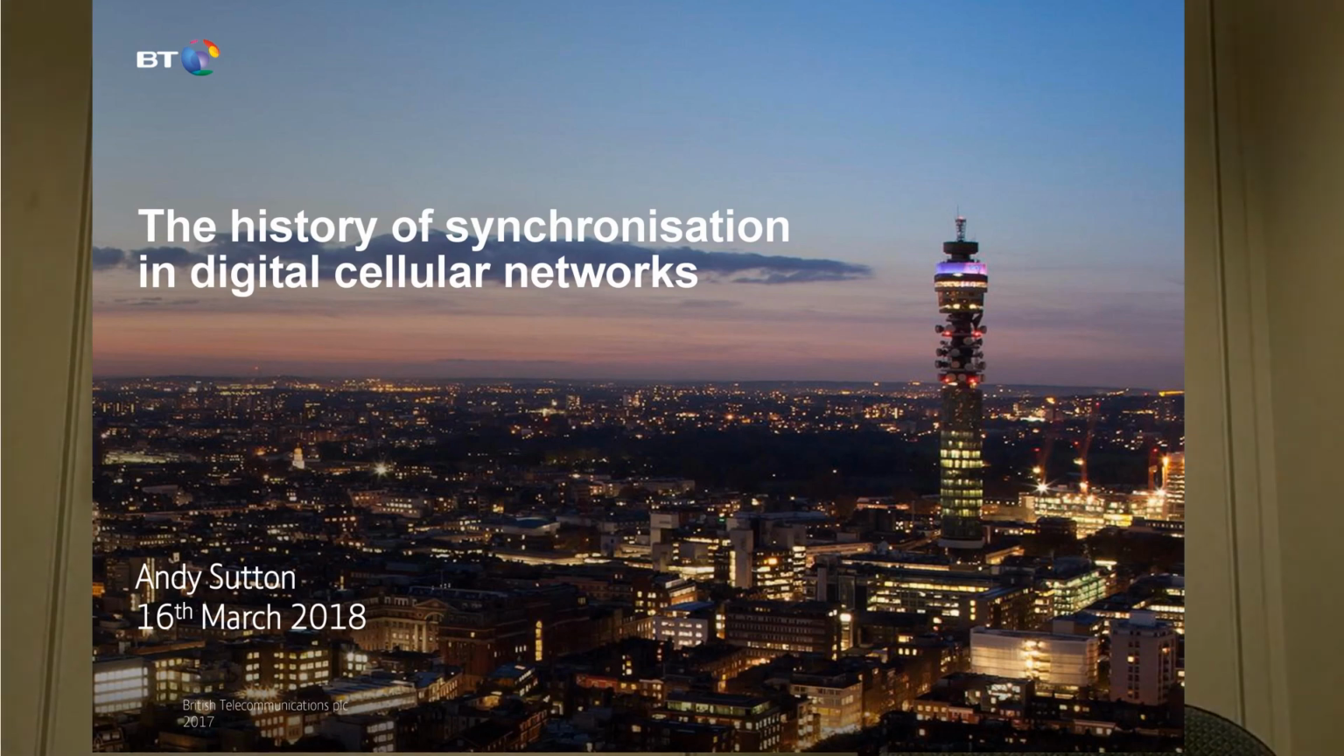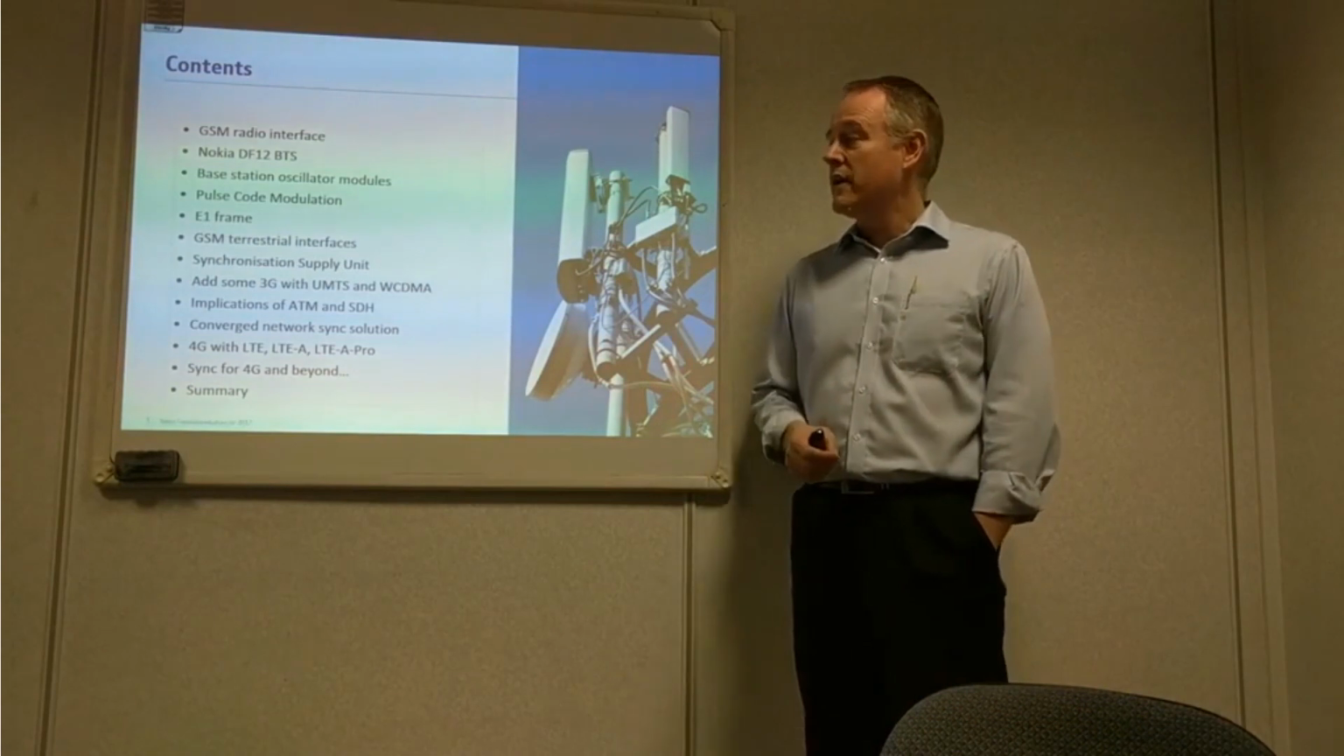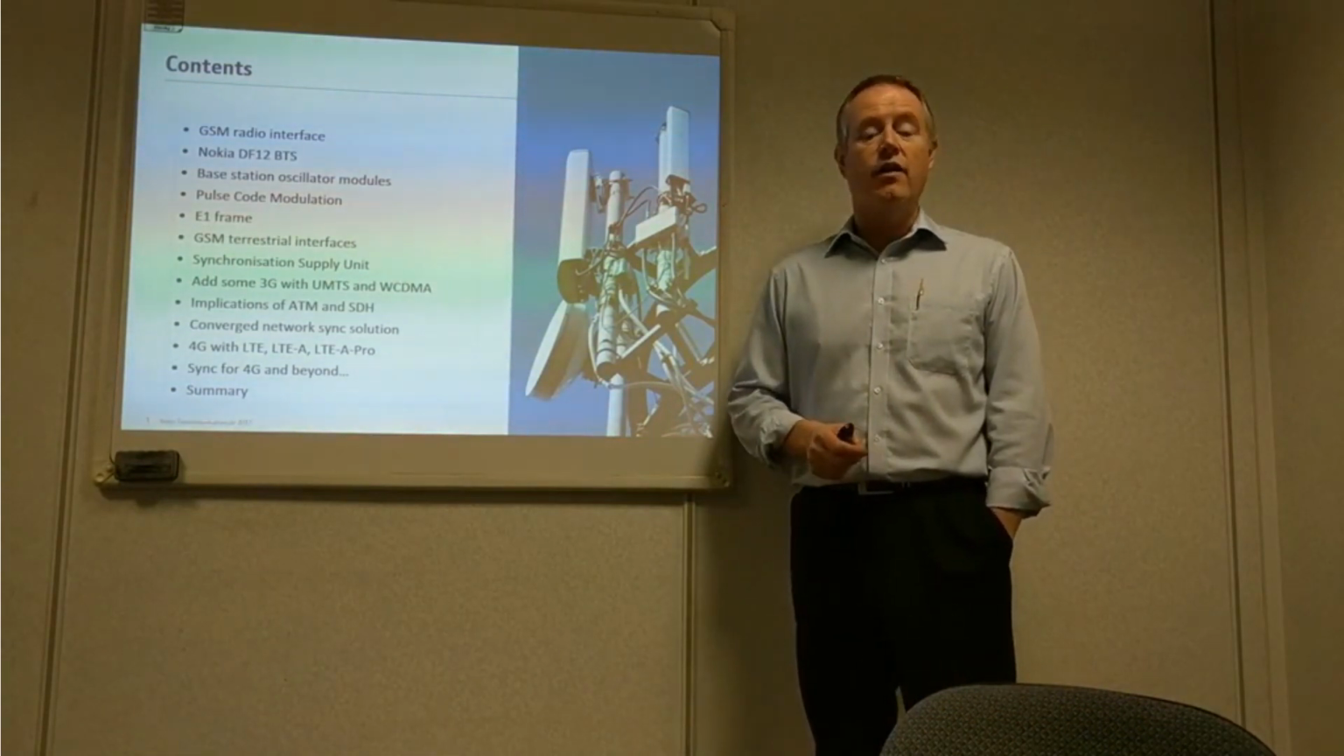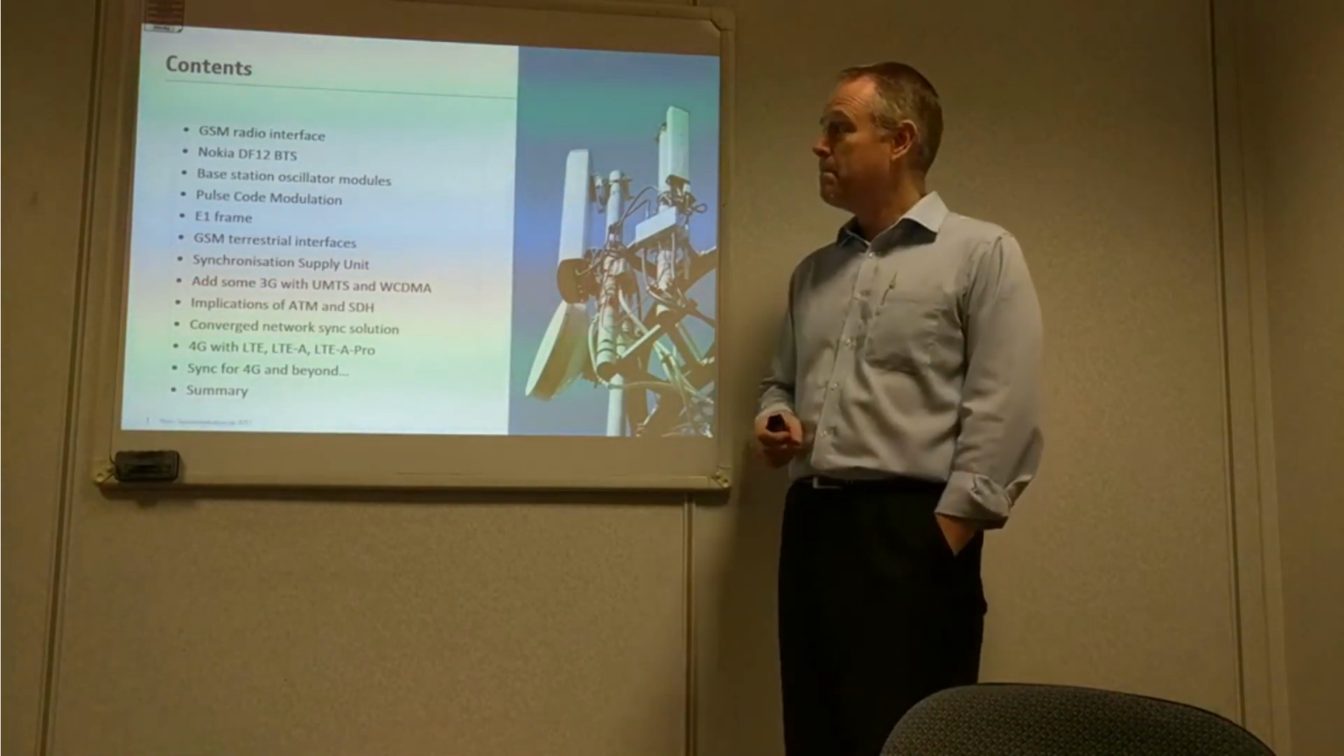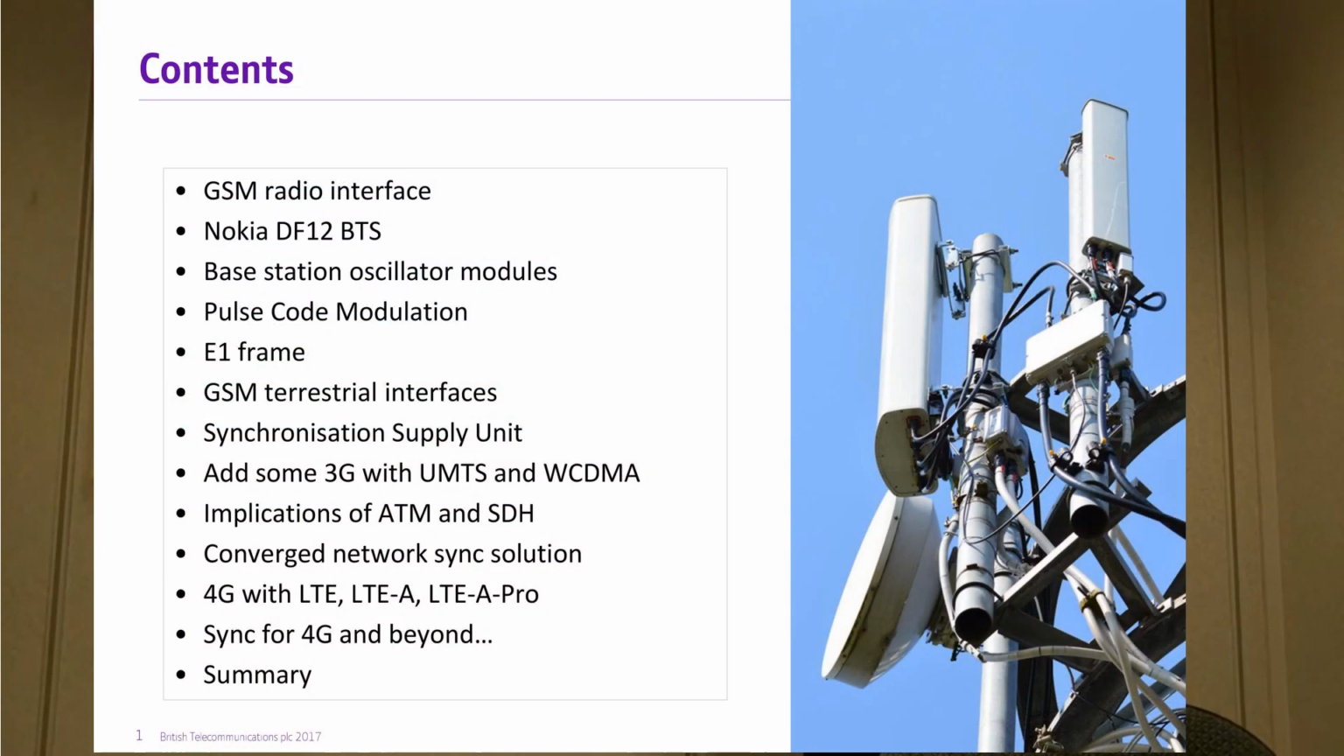So today's talk will introduce the need for timing in modern cellular networks from the context of initial requirements for GSM. Being a Heritage SIG, we'll look at how that was implemented on an early base station. In this particular case, it will be the Nokia DF12, which was GSM 1800, second generation GSM BTS. We'll talk a little about base station oscillator modules and how they evolved over time. And then we'll introduce the concept of taking time from the transmission network.